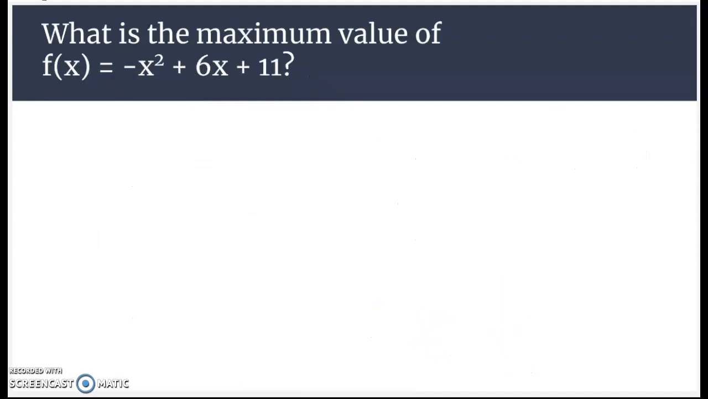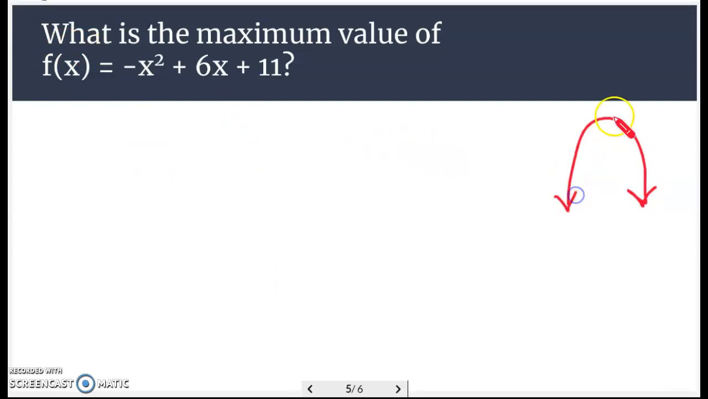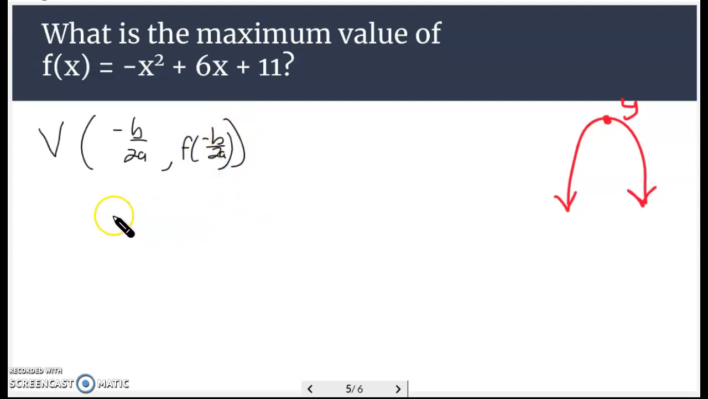So the next question is, what's the max value? So whatever this graph looks like, it opens upside down like this, and therefore the vertex up here, whatever the y is, would be the maximum value. Alright, so here's our vertex again. Remember, it's negative b over 2a. And then to find the y coordinate, in this case, f of negative b over 2a, whatever that negative b over 2a is, we plug it back in.